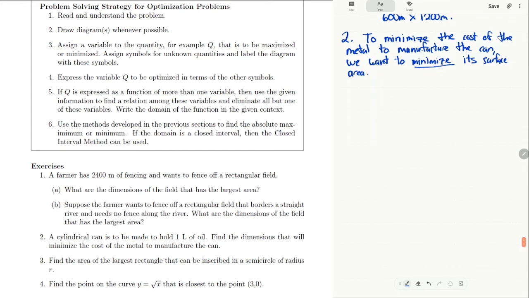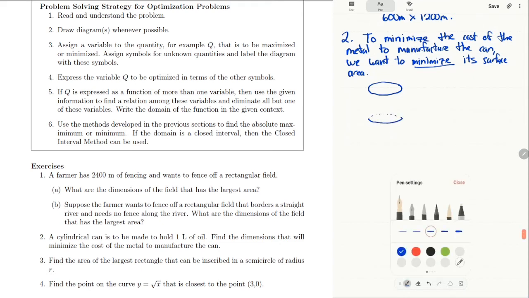So let's first draw a diagram of our situation. So here we have a cylindrical can. Here I'm going to use a bit of color. And let's call h the height of the can, and r is going to be the radius of the can.